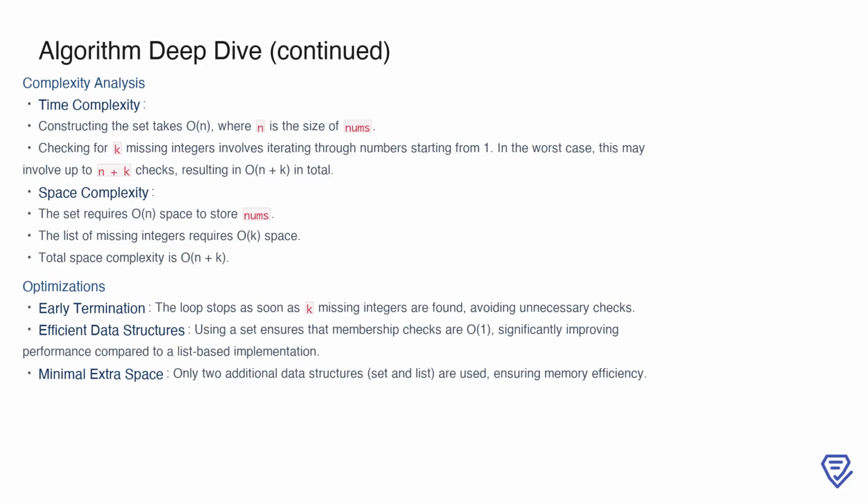For space complexity, the set used to store nums takes O(n) space, and the list of missing integers requires O(k) space. This gives a total space complexity of O(n + k). Optimizations include early termination, where the loop stops as soon as k integers are found, and the use of efficient data structures like a set for constant time lookups. Additionally, the algorithm uses minimal extra space, relying only on the set and list, making it both time and memory efficient.